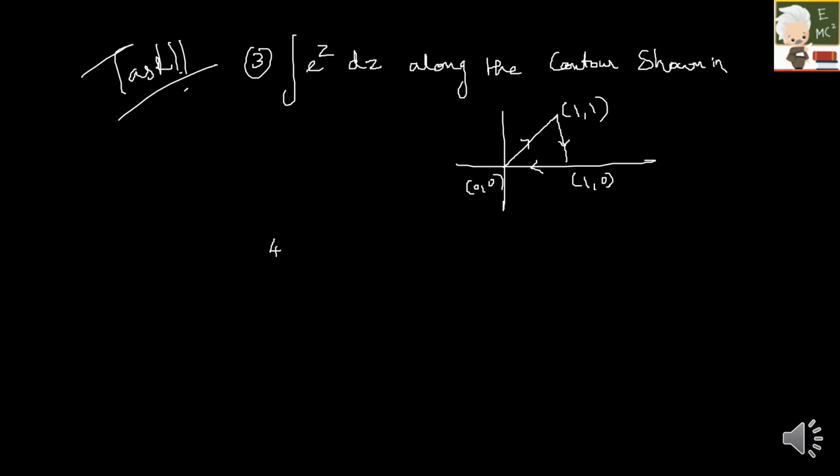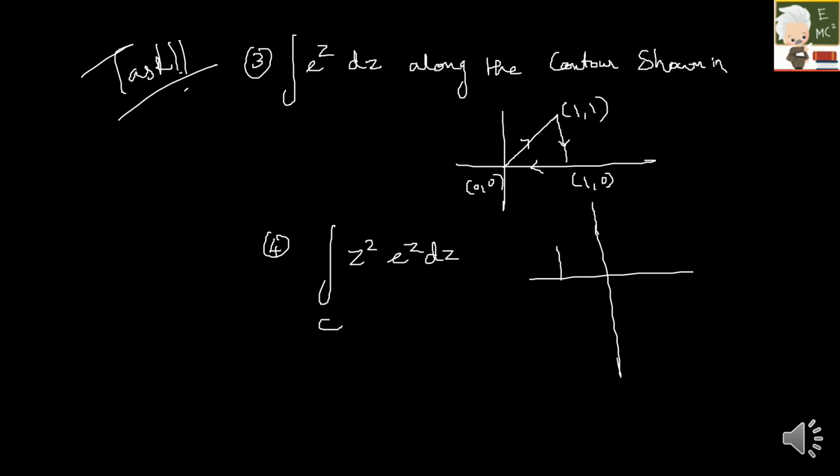And then the fourth question, integral z square e raised to z dz along the contour as shown in the figure. This is the contour. So the figure is, so this is 1, 0. This point is 1, 1. This point is minus 1, 1. This point is minus 1, 0. So these both are the questions. So you have to evaluate the integral.